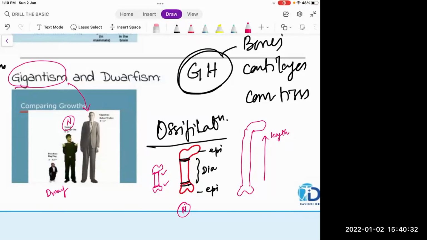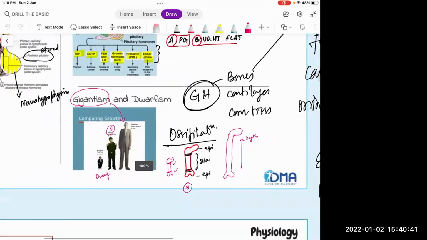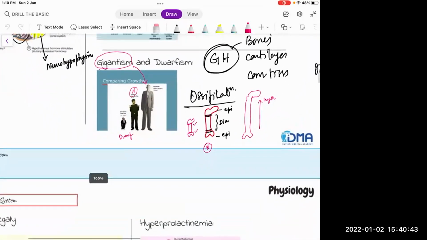But the person's IQ will be normal, puberty will be normal, other things will be normal. Mental intelligence, everything will be normal. Okay, so that is gigantism and dwarfism.